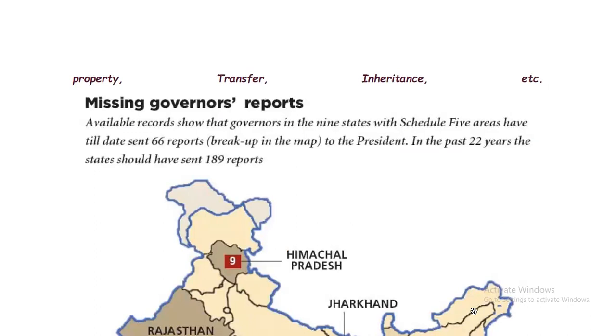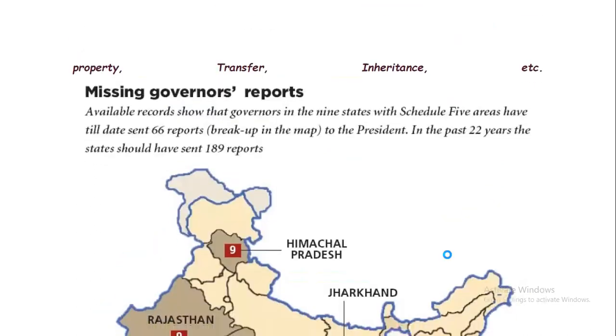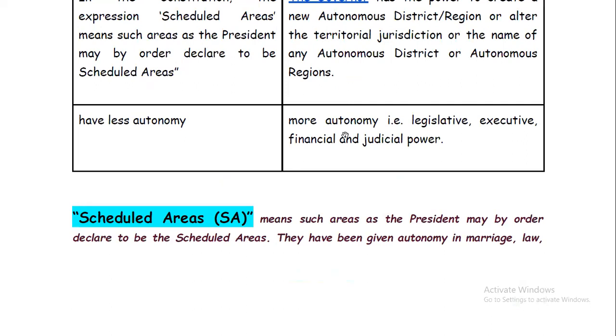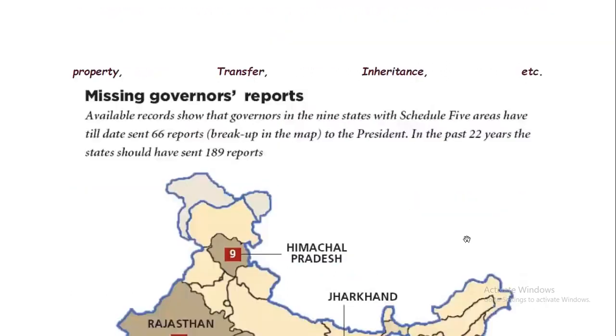Now, more autonomy in the case of sixth schedule, we just said, legislative, executive, financial, and judicial. Let's come to the fifth schedule areas. So fifth schedule areas, or schedule areas, means such areas as the President may by order declare to be the schedule areas. They have been given autonomy in marriage, law, property transfer, and inheritance.